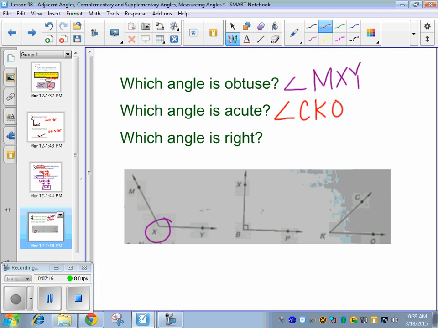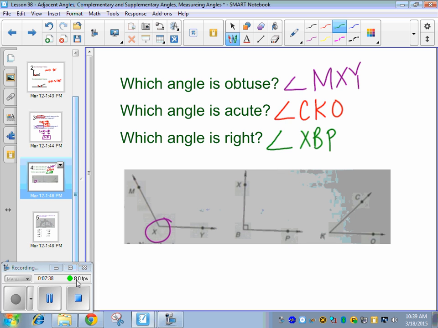All right, good. And which angle is a right angle, Coleman? Middle one. So how would I label this one? Yeah. X, B, P, or P, B, X. All right, it has to be one of those ways. And then we always put the angle symbol in front. We're not done.